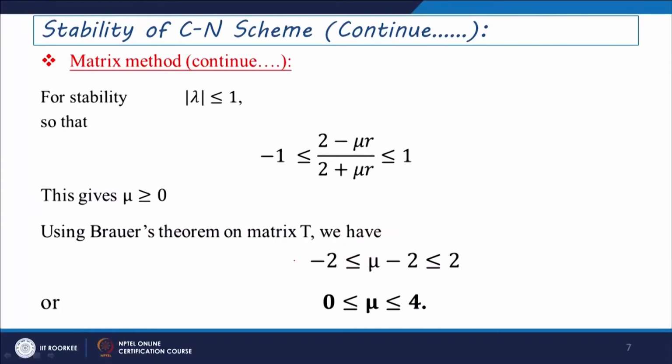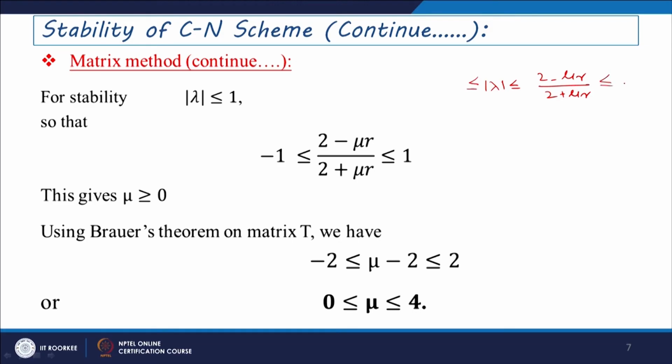And for stability, we already know that we have to consider that the absolute value of lambda should be less than or equal to 1. So if we consider this lambda to be less than or equal to 1 here, then we have this inequality: lambda is less than or equal to (2 minus mu r) by (2 plus mu r). So that's why we are writing this in the form of lambda being less than or equal to, if you consider both the sides there itself.